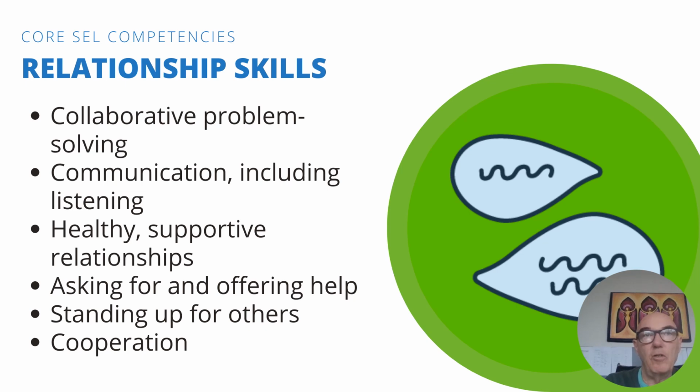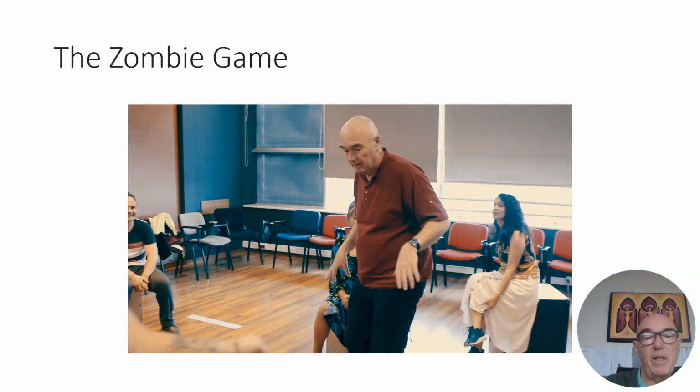And if you have strong relationship skills, you know how to work together, you know how to share ideas, you know how to solve problems, you know how to speak up when there's something going wrong, you know how to listen, you know how to work out solutions, you know how to correct mistakes. These are all very useful skills. How do we develop them? Well, basically, we can give learners problem-solving activities.